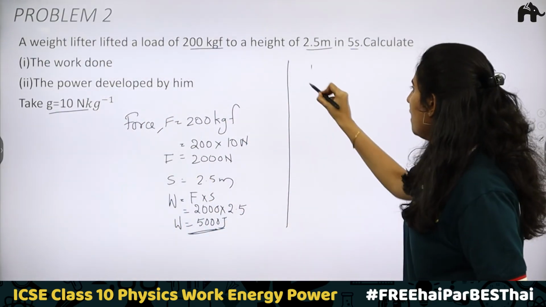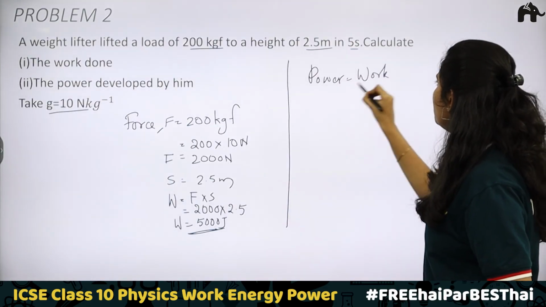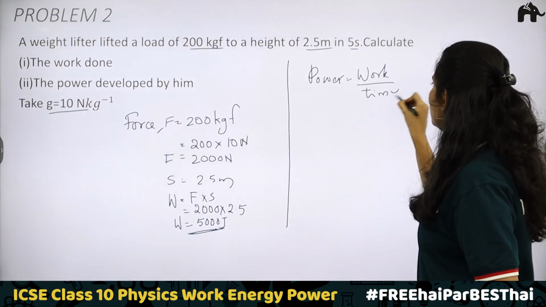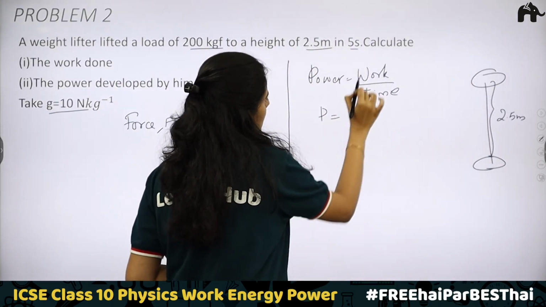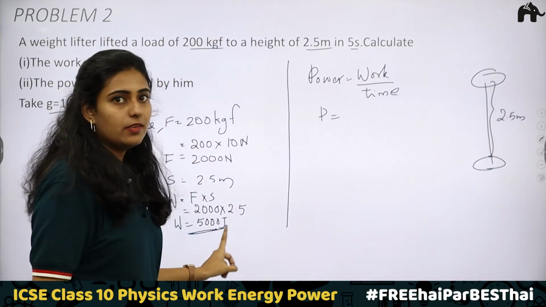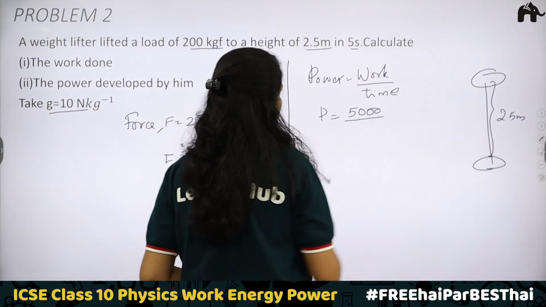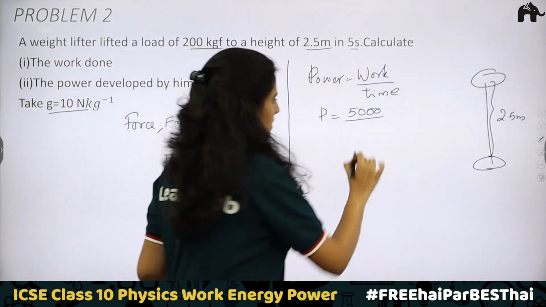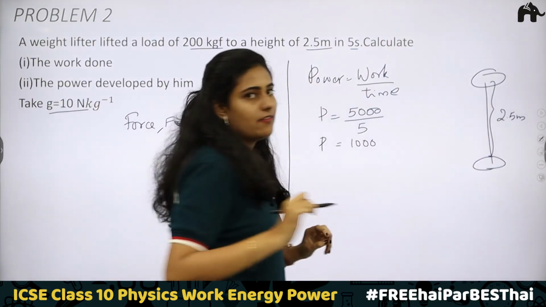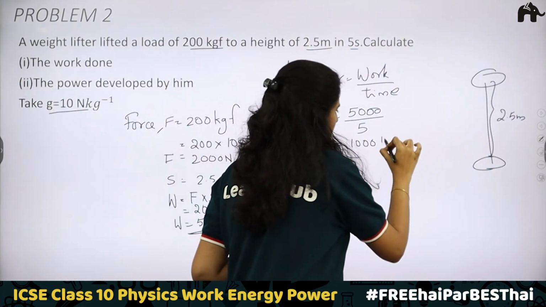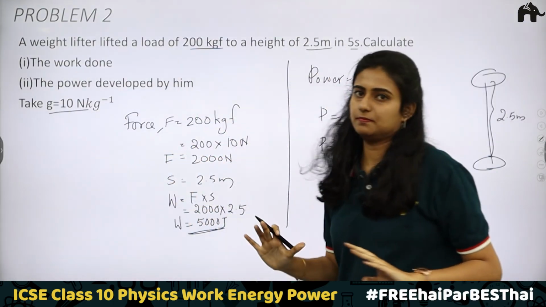Now we have to find power. What is power? Power is equal to work divided by time. Rate of doing work is power. Okay, here P is equal to, what is the work? Work we have determined, which is 5000 joules. 5000 divided by time. Time is given 5 seconds. 5000 by 5 is 1000. What is the unit of power? Watts. Okay. 1000 watts is the power that is developed by him.